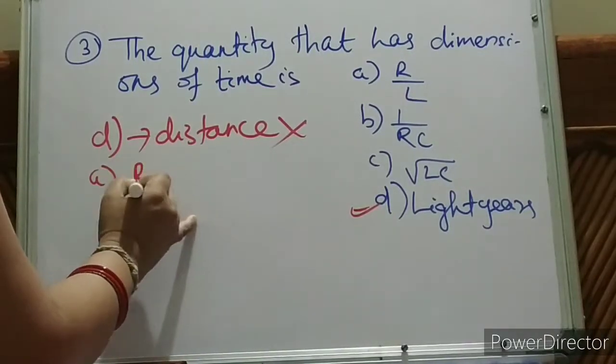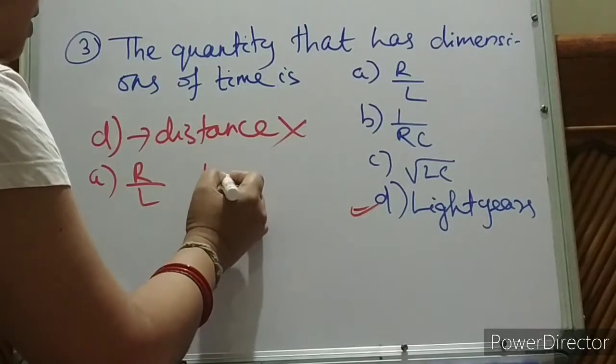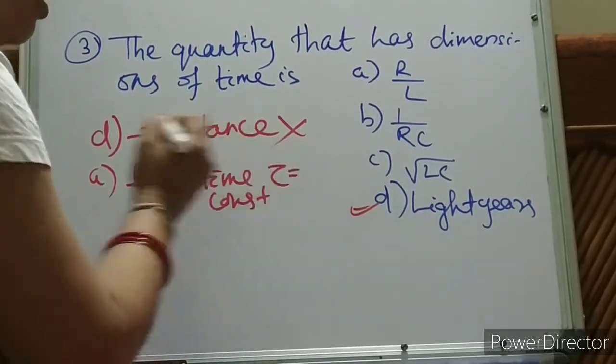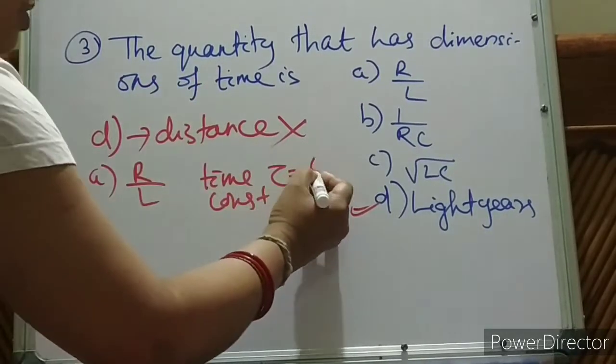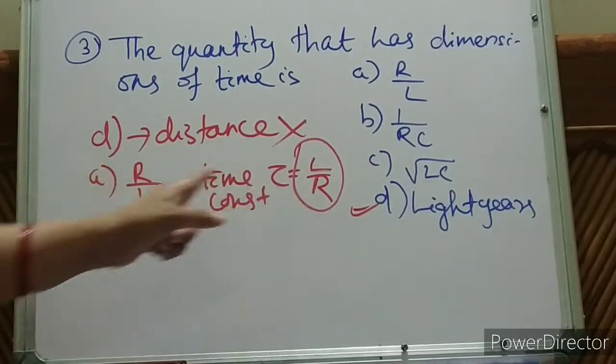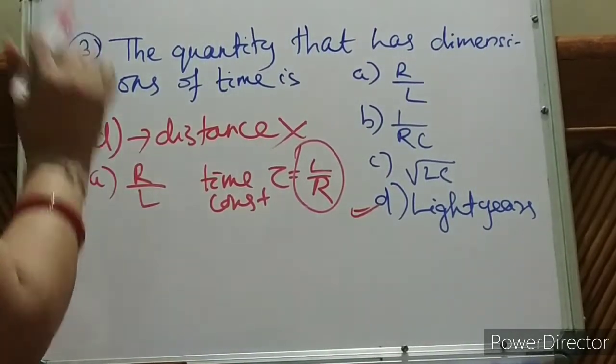R by L. What is R by L, children? We know time constant tau is equal to L by R. So L by R is having the dimension of time. So this is R by L. So option A is also not right.